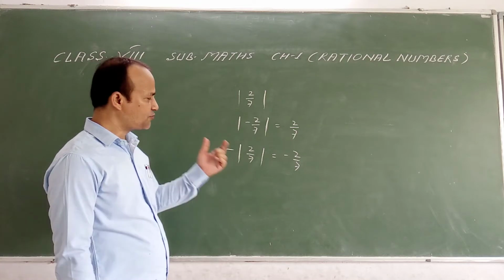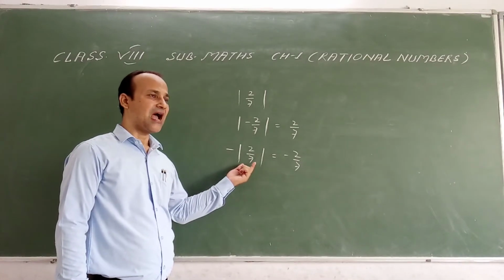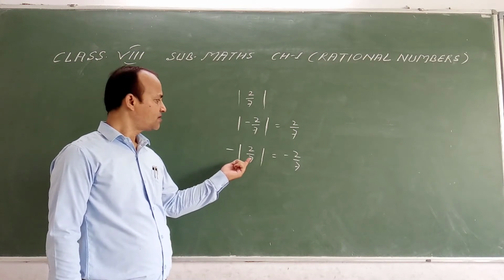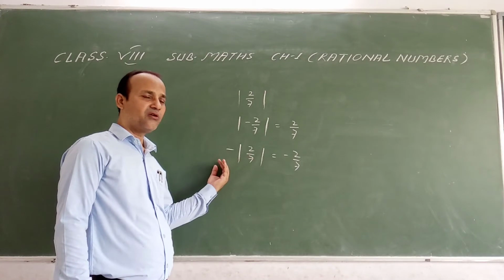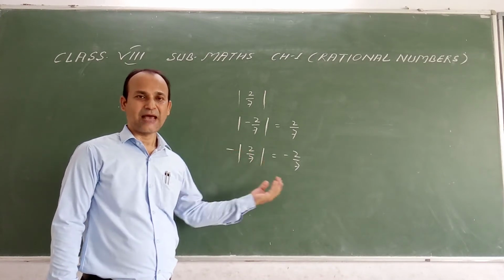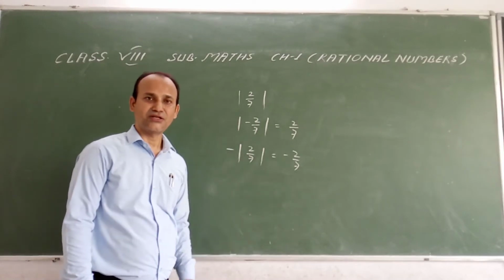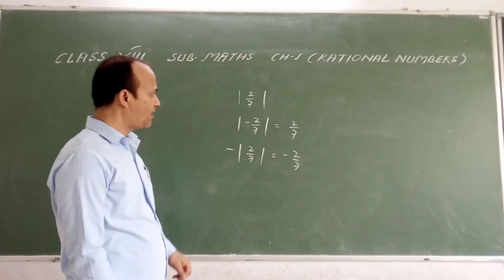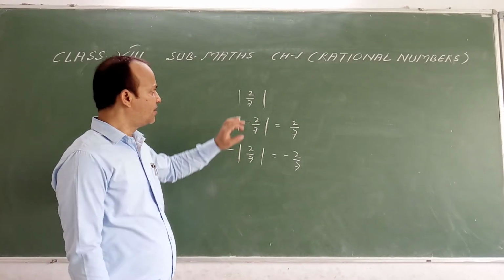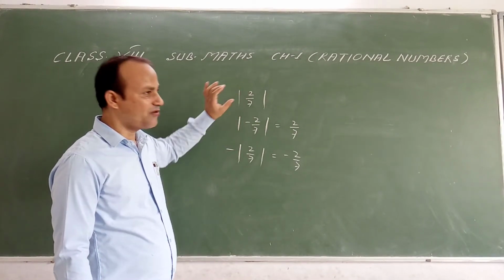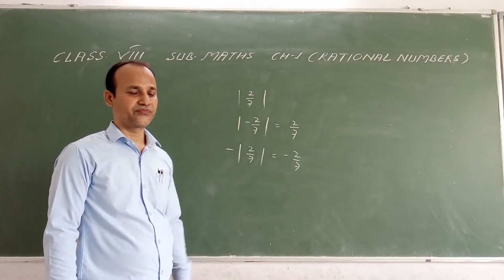If the absolute value is 2 upon 7 and a sign is written before the absolute value, in that case it is written in the form minus 2 upon 7. In one word, absolute value means the actual value of the digit which is in positive form.